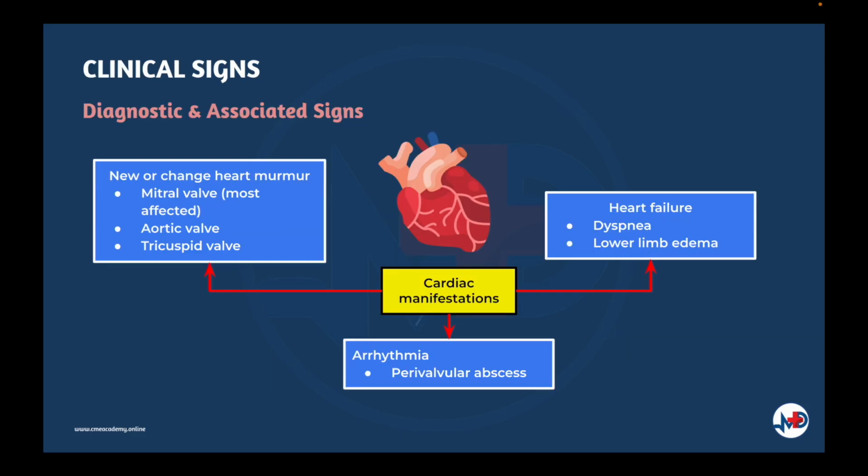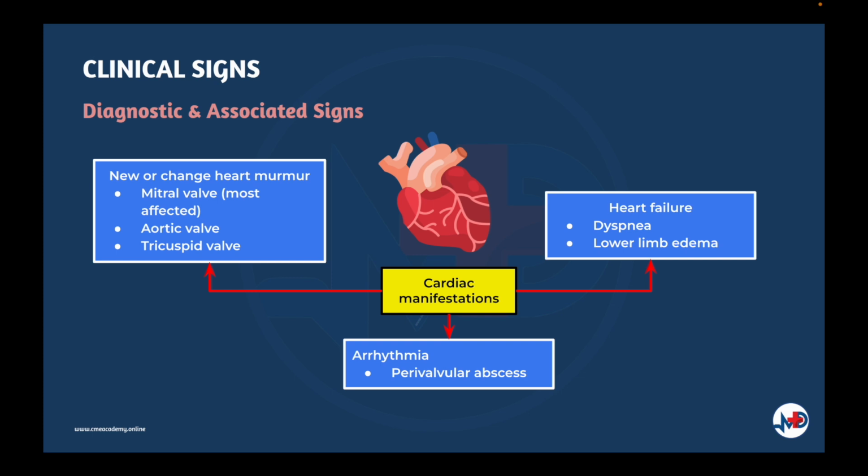The diagnostic and associated signs of endocarditis can be divided into cardiac and extracardiac manifestations. For cardiac manifestations, patients can present with new or changed heart murmur, in which the mitral valve is most commonly affected, followed by the aortic valve and then the tricuspid valve. What happens is valve destruction and severe regurgitation or valve obstruction.